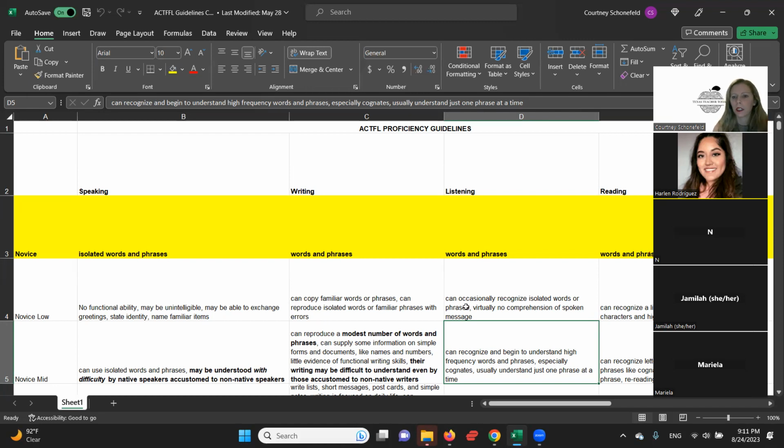So does everybody know what cognates are? Does anybody want to tell me what a cognate is? I bet y'all know, or some of you know.